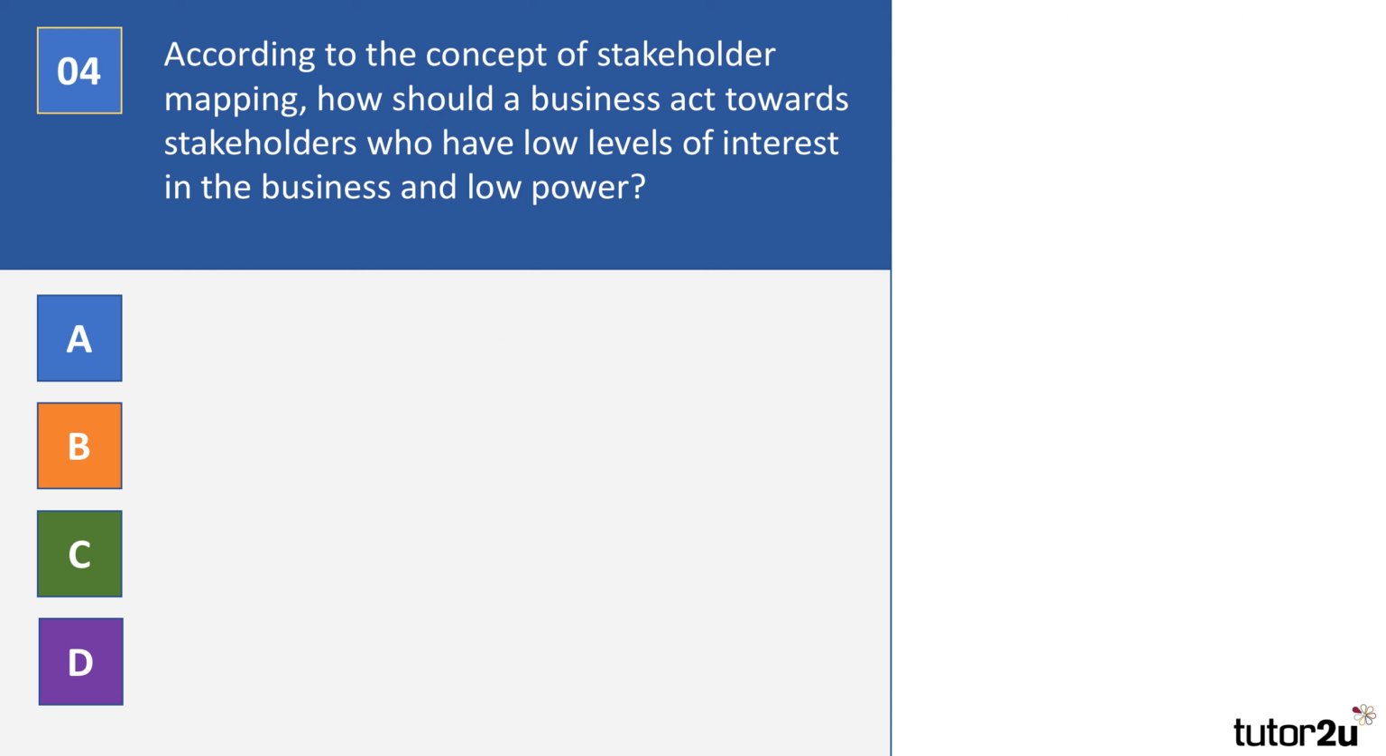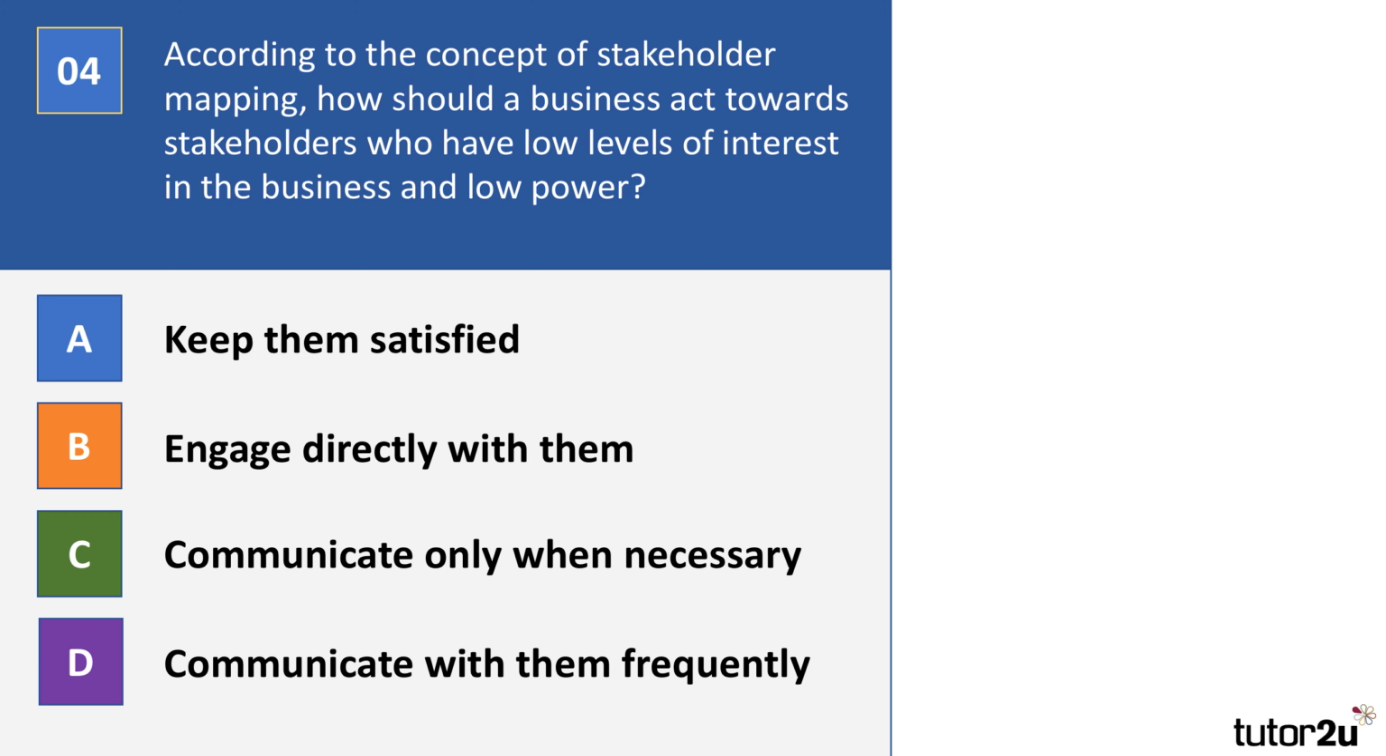According to the concept of stakeholder mapping, how should a business act towards stakeholders who have low levels of interest in the business and low power? Here are your 4 options. Read through those and pause the video now whilst you decide what you think the right answer is.